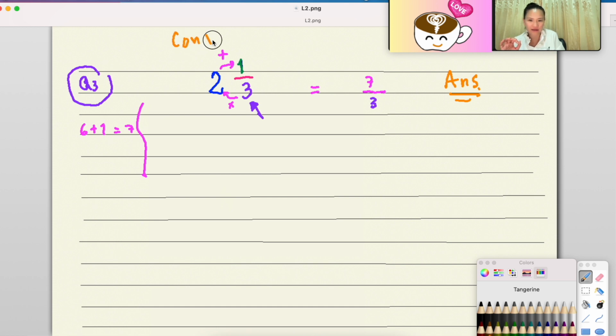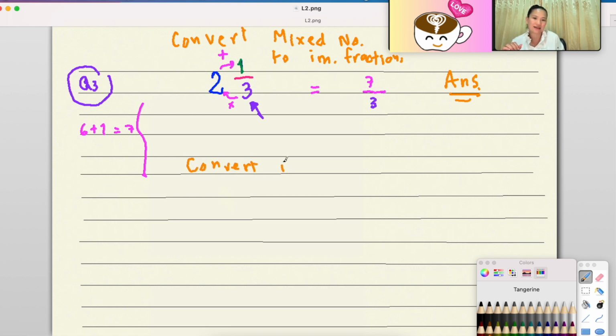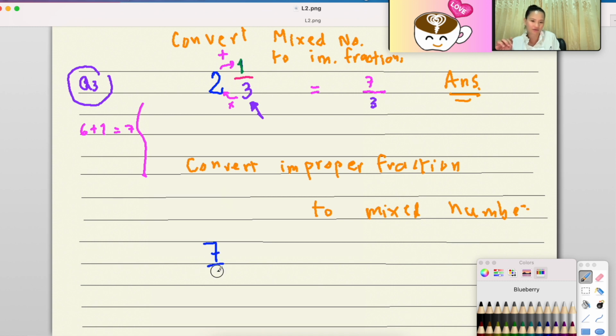This one we convert mixed number to improper fraction. Okay, I'm just writing it down, super short: improper fraction. Now I would like to convert improper fraction to mixed number. What we do, we are going to use the same improper fraction here, 7 out of 3.